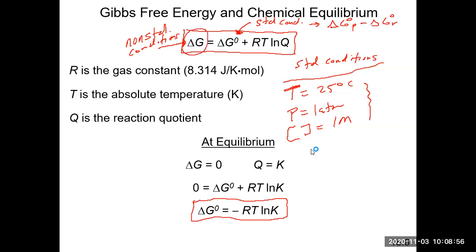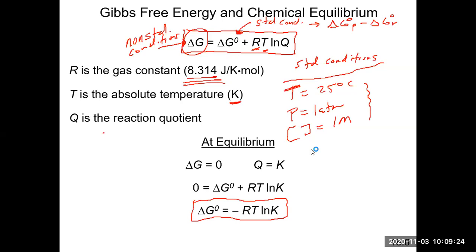So this is a good way to think about delta G when we are not at perfect standard conditions, textbook standard conditions. R is our gas constant, and it is the gas constant that involves energy, so it is not the one that we use in the ideal gas law. This is our 8.314 version of it. T is our temperature that does need to be in Kelvin. And Q is our reaction quotient.